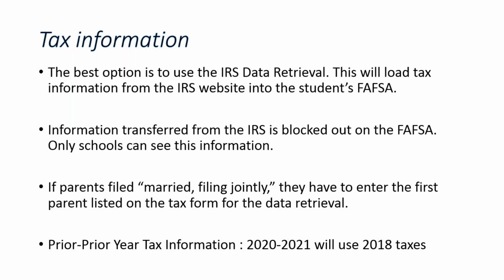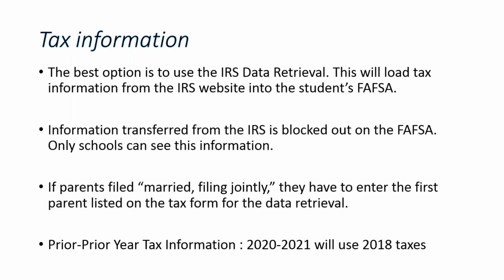If a parent is filing married, filing jointly, they have to enter the parent that is listed on the tax form for the data retrieval tool. So if there's parent 1 and parent 2, parent 2 is the one who was listed first on their taxes.